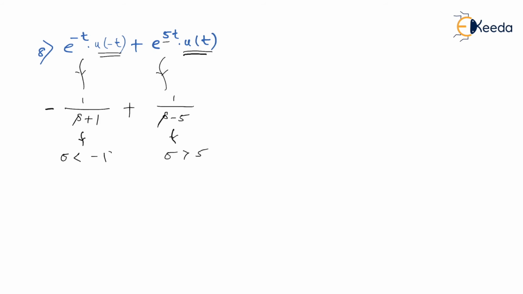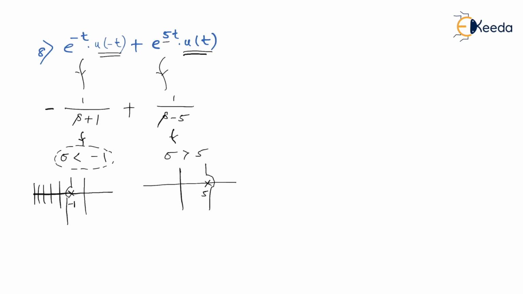So try to get this: when I'm saying sigma less than minus 1, then I can have my ROC structure like this. See, minus 1 means the left hand side part of minus 1. And when I'm saying greater than positive 5, it means the positive 5 pole is present over here, and its ROC would be like this. Now try to get the area covered by each ROC. As you can see, it is covering the area from minus infinity to minus 1. And here, you are covering the area from 5 to positive infinity.